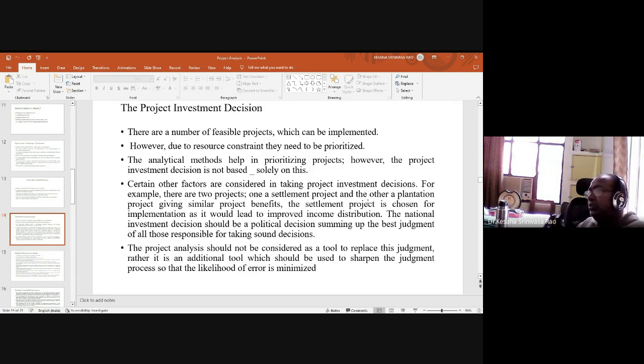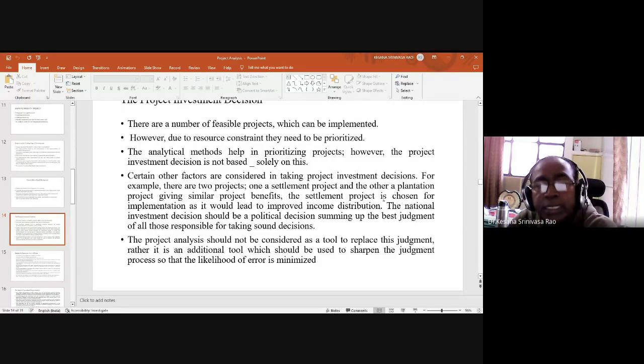Okay, because it depends upon the type of attitude, the type of feelings and thoughts, and your concerns and your commitments and your attitudes, how they can play out while implementing or performing some type of project or the other. Okay, in that way the project analysis should not be considered as a tool to replace this judgment. Rather, it is an additional tool which should be used to sharpen the judgment process so that the likelihood of error is minimized. So this is what the project investment decision is.